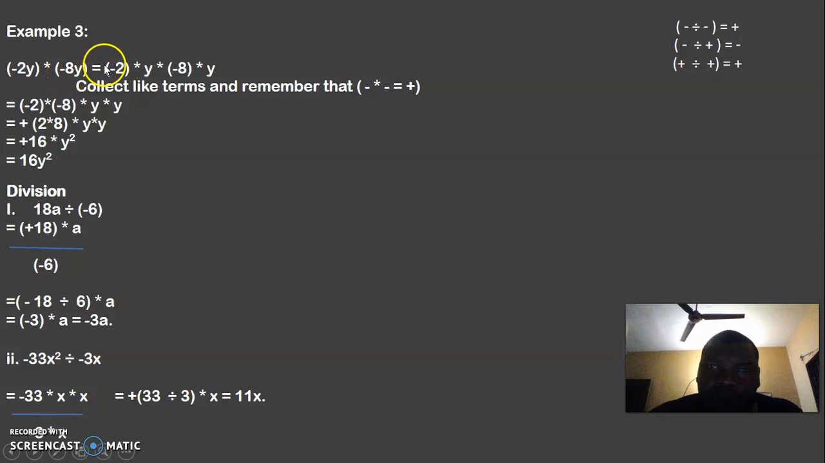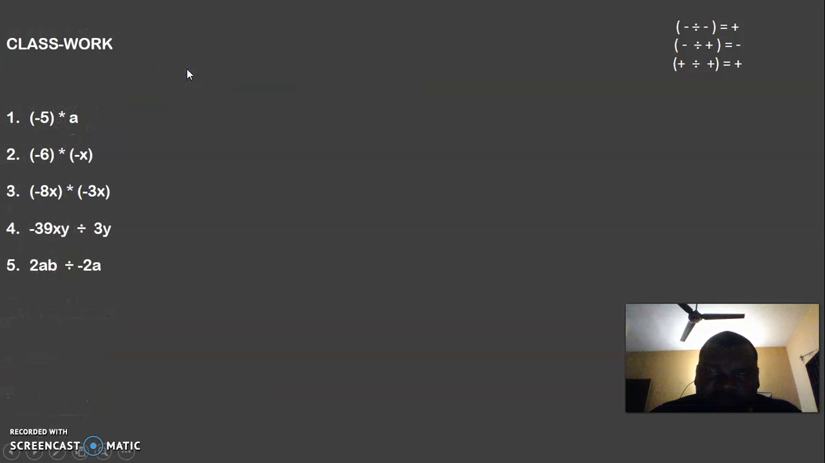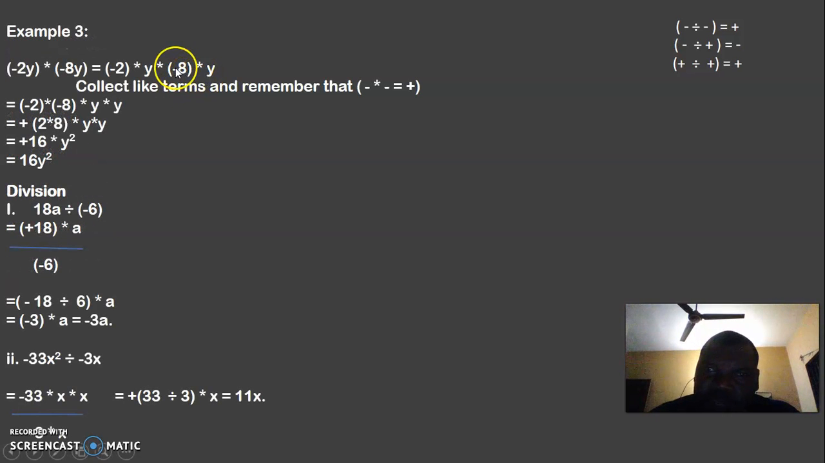So minus 2 in a bracket times y, times another bracket, again minus 8 times y. So that's the expansion of this equation: this minus 2y means minus 2 in a bracket times y, then times this one in the center here, times minus 8 in a bracket times y.